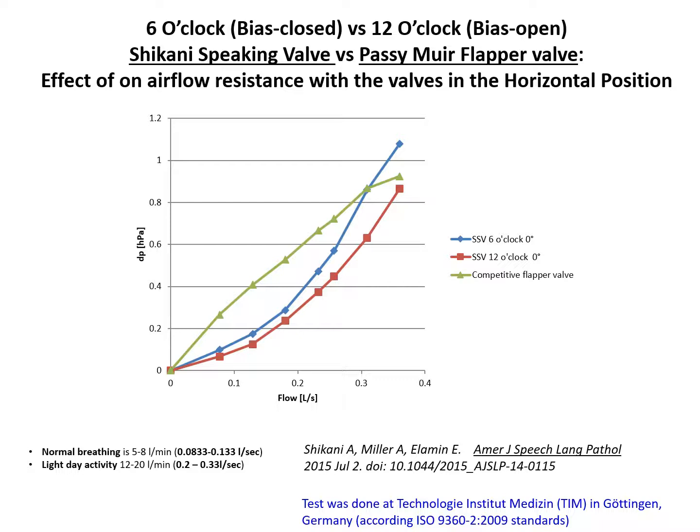We note that in the flow rates of normal breathing or light day activity of the trach patient, which go between 0.08 liter per second and 0.33 liter per second, there was a statistically significant lower airway resistance associated with the Shikani speaking valve, both in the 6 o'clock and the 12 o'clock position, as compared to the competitive Passimier flapper valve.